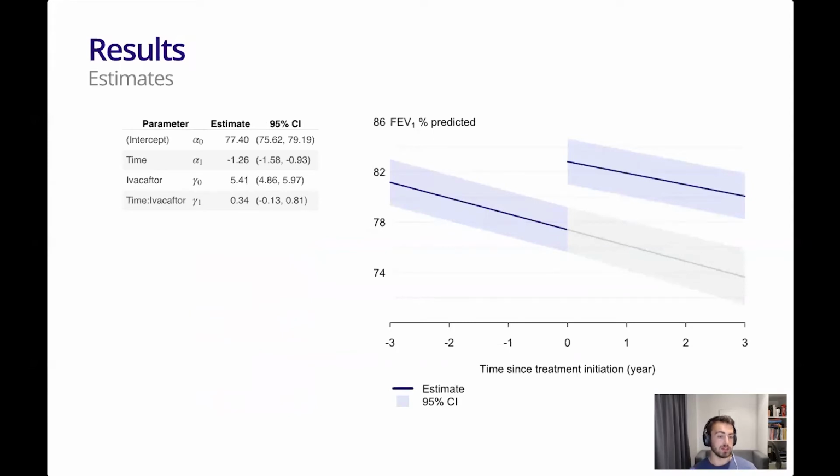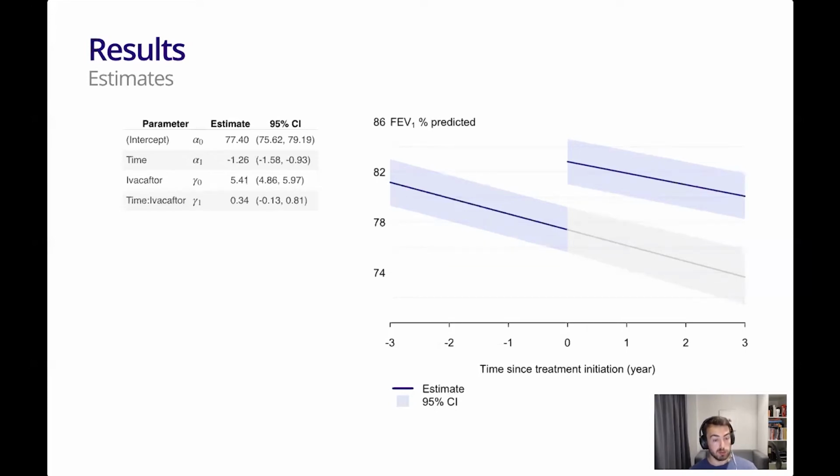The plot on the right gives us a better understanding of the meaning of the estimates of our model. So, let's try to translate these numbers in words. According to this model, patients with cystic fibrosis and a G551D mutation who receive EVAC after experience overall improvements in their lung function and a slower FEV1 rate of decline for up to 3 years.